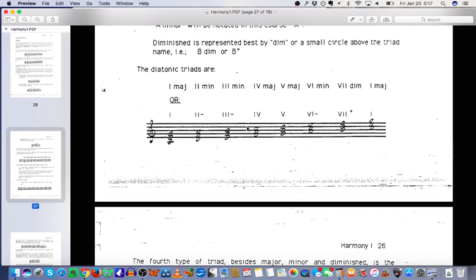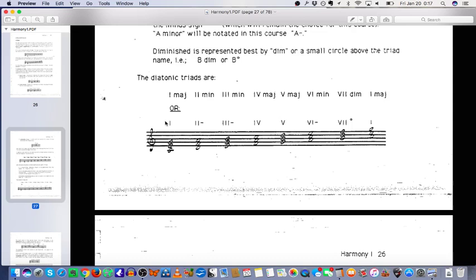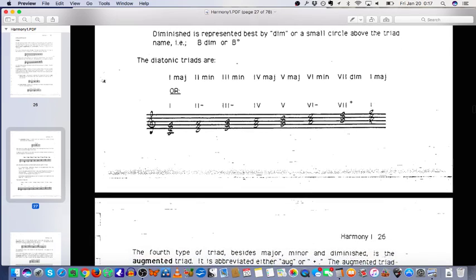Okay, so this is how they look with the Roman numerals and standard, common chord symbols, I should say. 1 major chord, 2 minor chord, 3 minor, 4 major, 5 major, 6 minor, and 7 diminished. And back to the 1 major.